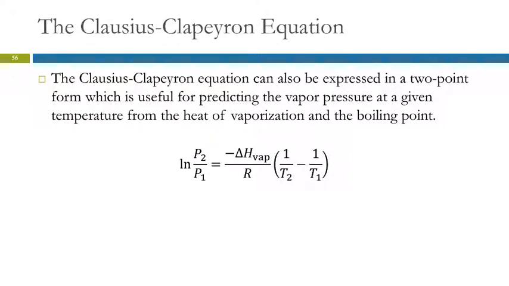We can also express the Clausius-Clapeyron equation in a two-point form, so that instead of needing a whole set of data, you just need information at 2 points. So the natural log of P2 over P1 equals negative delta H over R times the quantity 1 over T2 minus 1 over T1. It can be a little tricky to remember where the 1s and the 2s are. Typically, when we look at delta, the change in anything, it's the second minus the first. It's the final minus the initial. So this is final minus initial, and final on top over the initial.